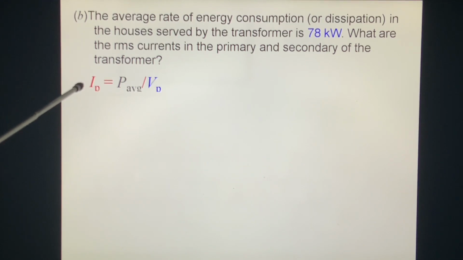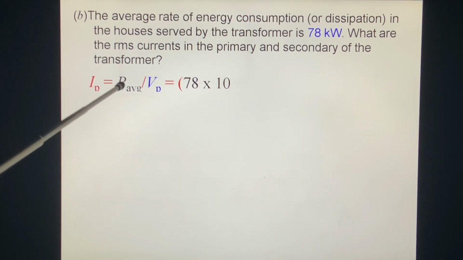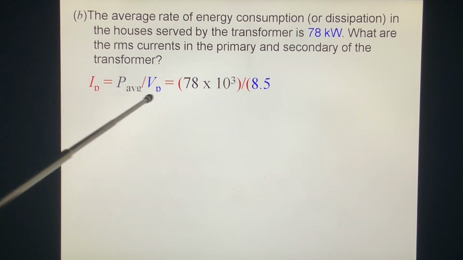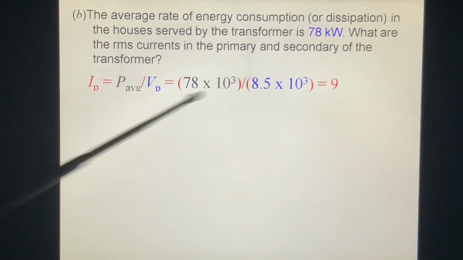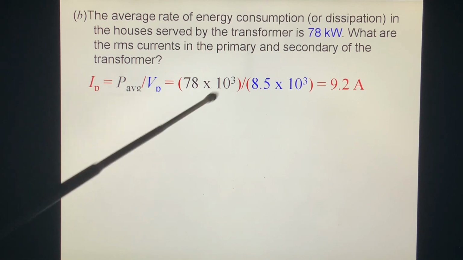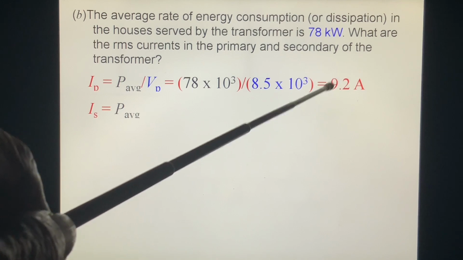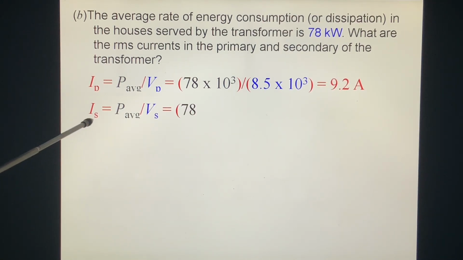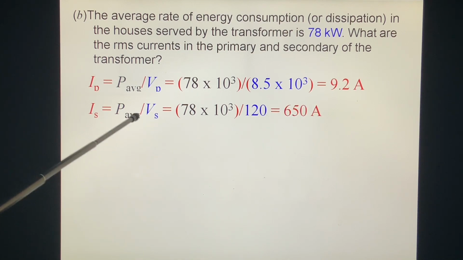We know Ip is equal to P over Vp. We know Vp, we know power is 78 kilowatts. So Ip, we know it, okay? This is supplied to the houses, okay? And since we know Ip, we can also find Is, okay? Because Vs is 120 volts, okay?